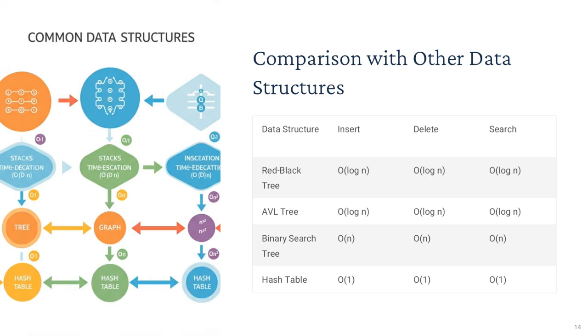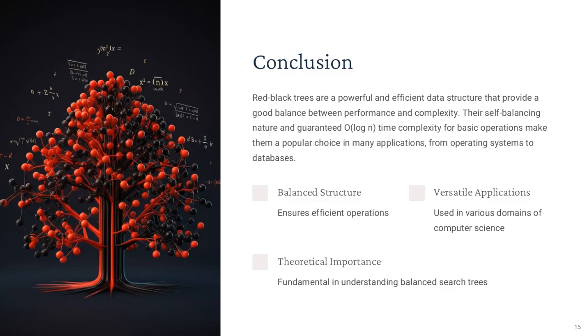Hash tables, while offering O(1) average case time complexity, lack the order and flexibility of red-black trees. This makes red-black trees a preferred choice for applications requiring sorted data or range queries, such as in databases or networking. In conclusion, red-black trees are a powerful and efficient data structure that combines theoretical elegance with practical utility.